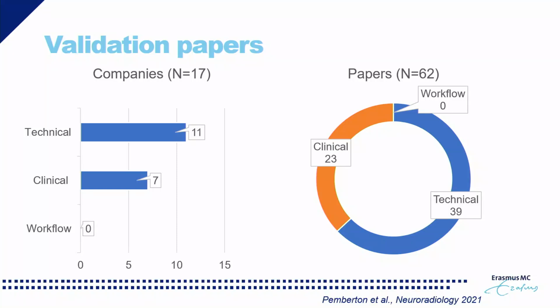So the survey looked into all of the validation papers published related to those software packages. Of the 17 companies, at least 11 had one or more technical validation papers, 7 had at least one clinical validation paper, and there were no in-use workflow validation papers published. The total number of published papers was 62. You can see the majority is technical, some clinical, and no workflow validation papers.